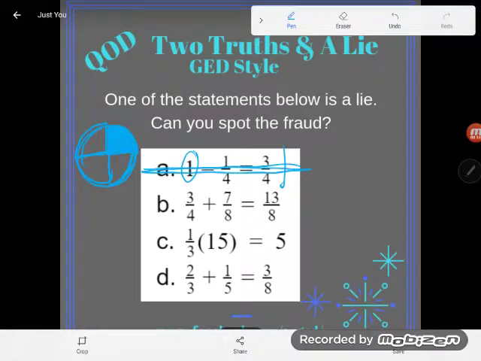Now, next one, students tell me all the time, must be a lie, and I say, really? Be careful. Next problem says 3/4 plus 7/8 is equal to 13/8. And students say, well, that doesn't make sense because 3 plus 7 isn't 13.